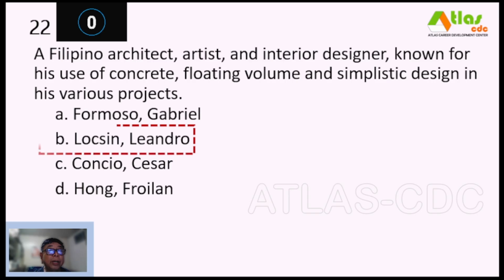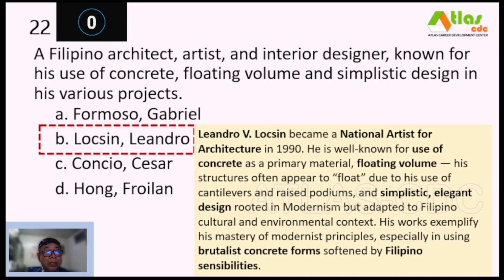And our correct answer is letter B, Locsin Leandro. So Leandro V. Locsin became a national artist for architecture in 1990. He is well known for use of concrete as a primary material, floating volume, and his structures often appear to float due to his use of cantilevers and raised podiums, and simplistic, elegant design rooted in modernism but adapted to Filipino cultural and environmental contexts. His works exemplify his mastery of modernist principles, especially in using brutalist concrete forms softened by Filipino sensibilities.